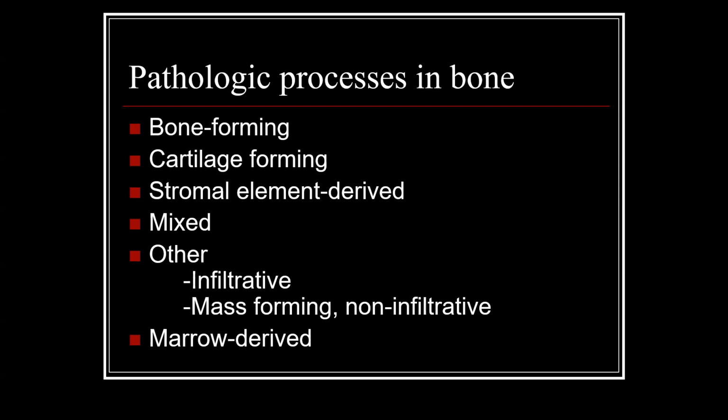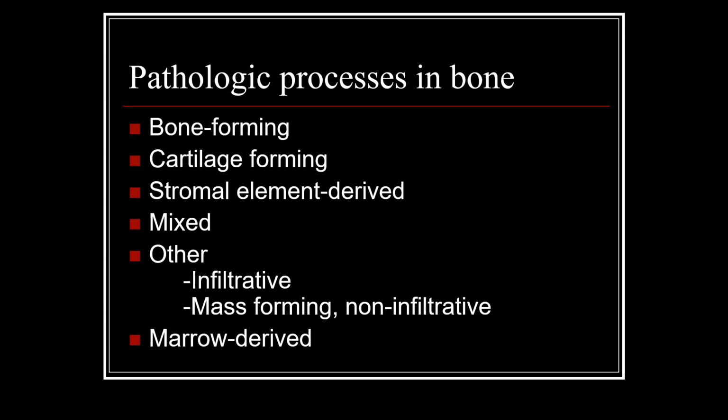So in terms of pathologic processes, of course, the primary one is bone forming, but we also see cartilage forming lesions. We see lesions that are derived from stromal elements, both fibroblastic as well as vascular and so forth. Those are less frequent. We see some that are sort of a mixed pattern. Epithelioid hemangioendothelioma sometimes, for example, have mixed vascular and stromal components.